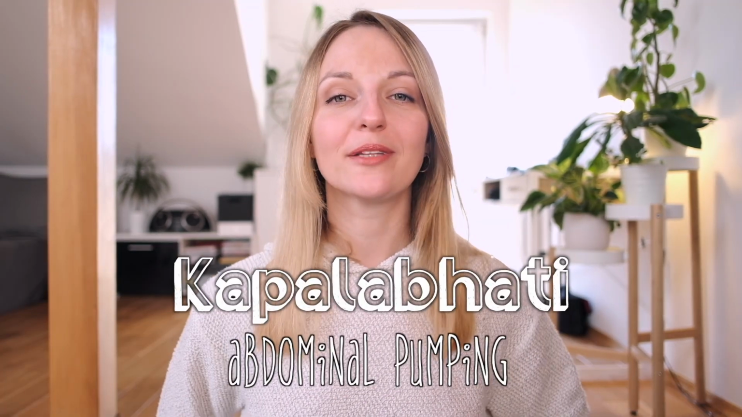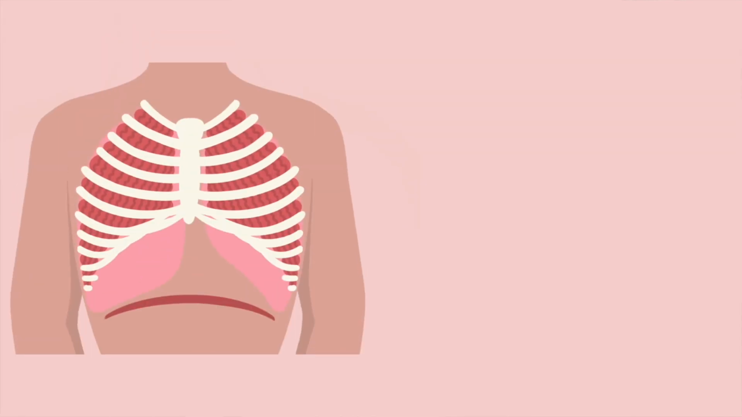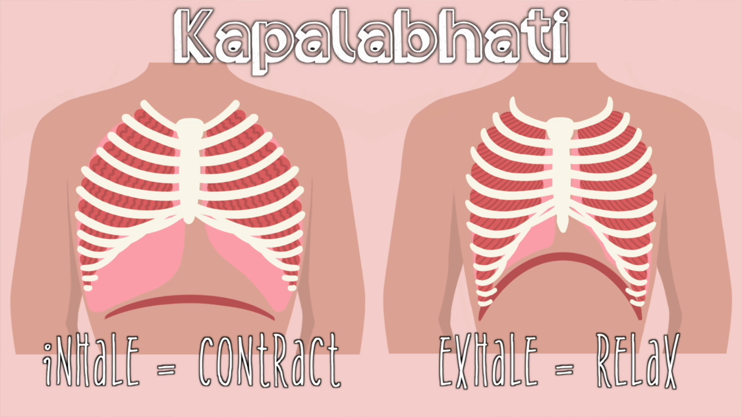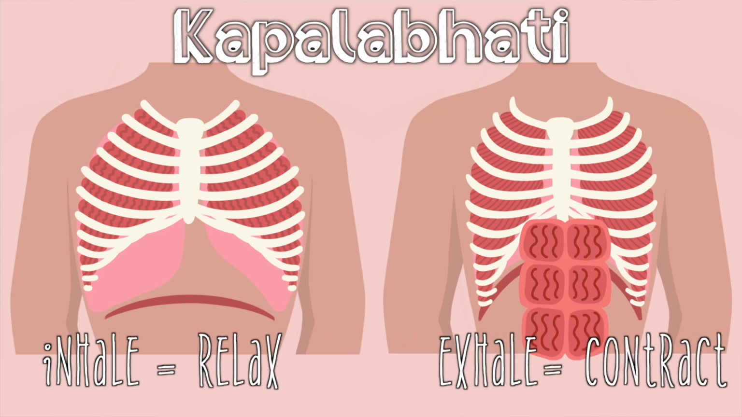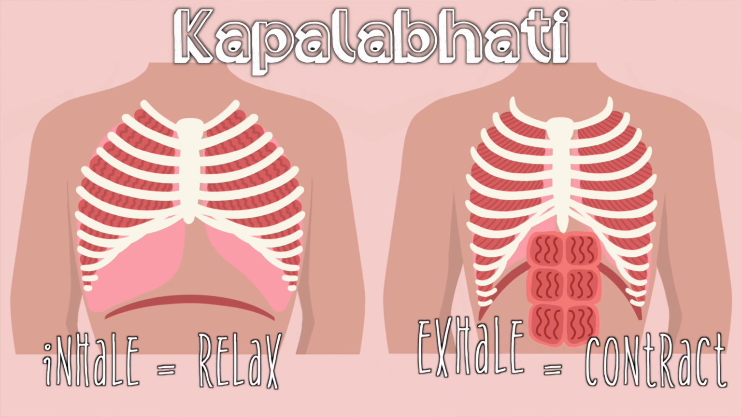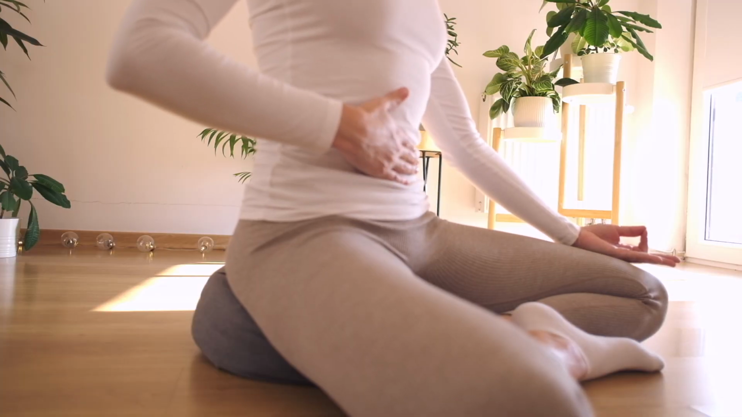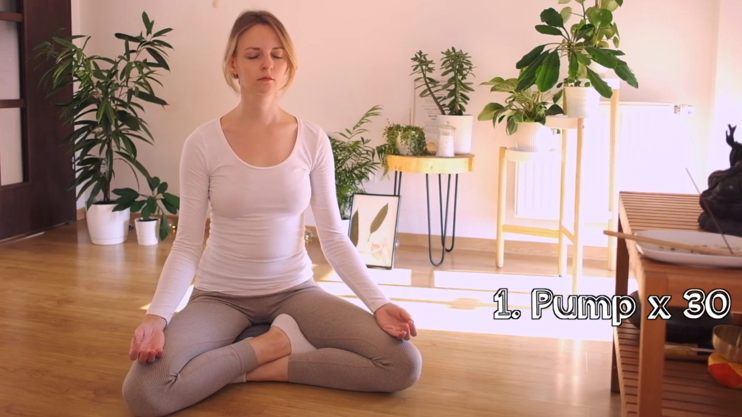Kapalabhati, or abdominal pumping. It is called like this because we are using our abdominal muscles to pump out the air from the lungs. Normally, we contract the muscles to inhale and relax them to exhale. In Kapalabhati, we are doing just the opposite. We contract the abdominal muscles to exhale and relax the abdominals to inhale. The chest is not moving, and it goes like this. Exhale, relax. Exhale, relax. And continue for 30 times.